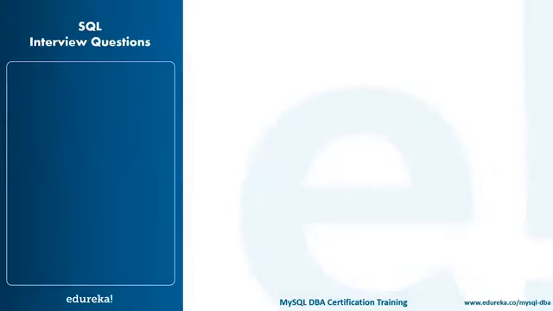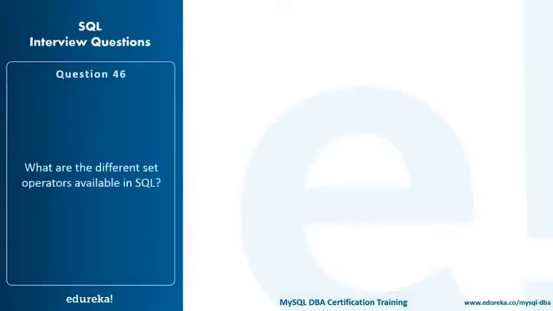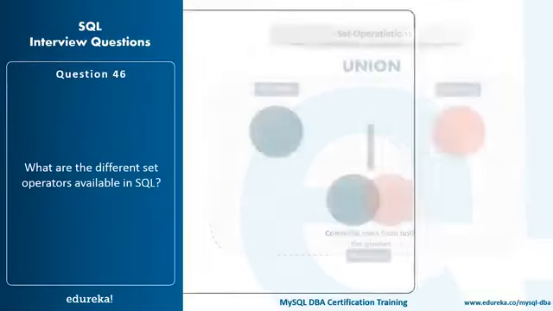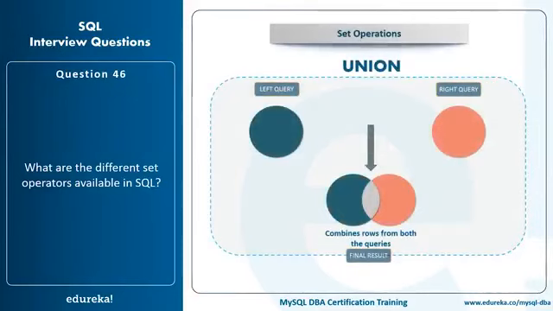Now let's move forward to our next question, that is, what are the different set operators available in SQL? So the different set operators available in SQL are union, intersect, and the minus operators. So let's talk about union first. So when you consider two queries, that is the left query and the right query, and you apply the union operation, you will see that it will combine rows from both those queries. You'll get an output of all those records from the left table, that is basically the left query, and also from the right query, that is the right table.